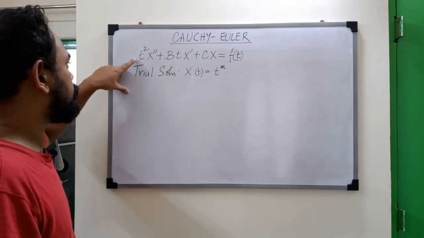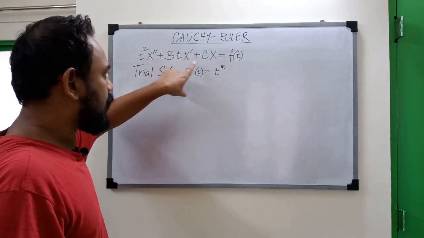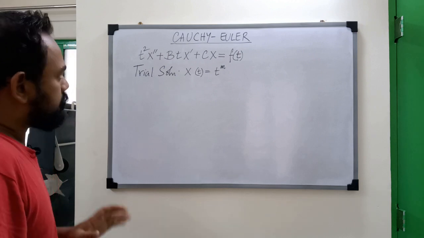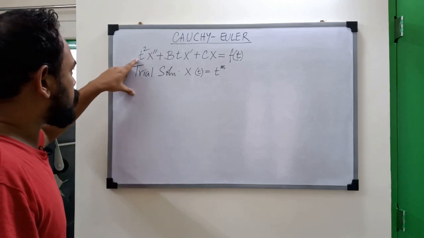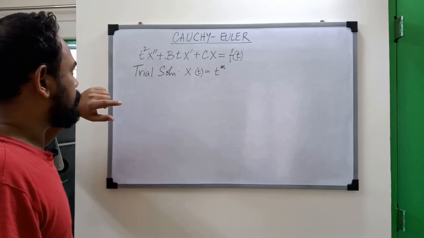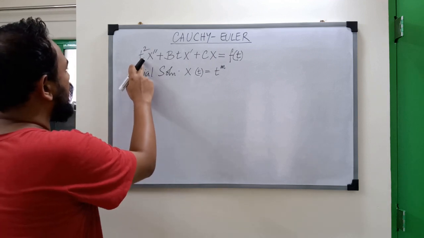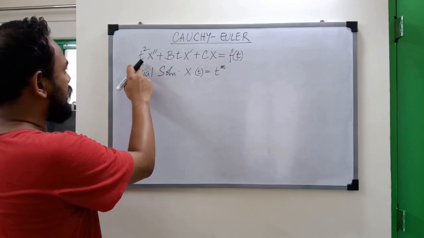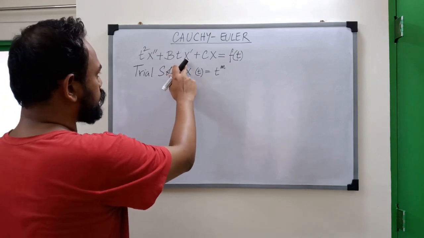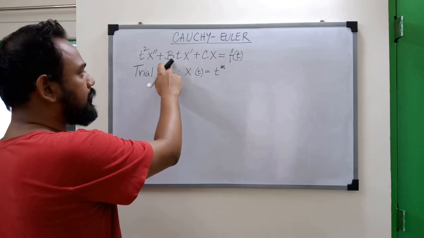For example, before this we had just 1, then a b next to x prime and just a c next to x. But now we look at a differential equation of a very specific form, where the coefficients look very specific. The coefficient that goes with x double prime is the t square term. The coefficient that goes with x prime is t, multiplied with the b from before.